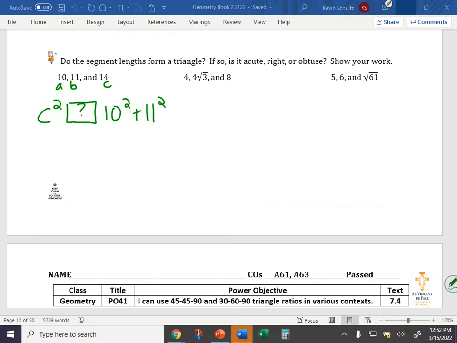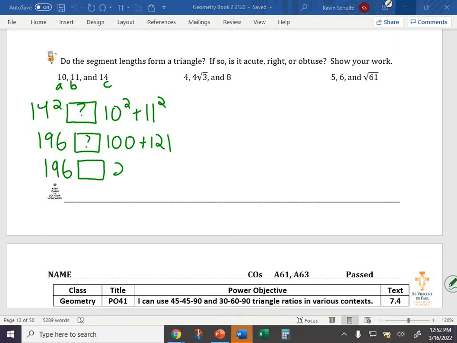And I might as well write my 14 squared in now. So 14 squared is 196. We still don't know what's going to happen here. 10 squared is 100. 11 squared is 121. And simplifying it further, 196 compared to 221.